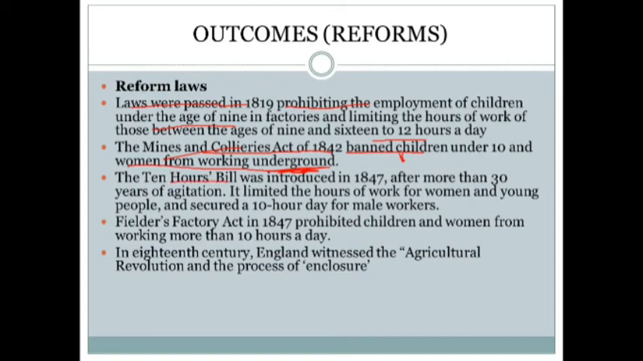And there was the Ten Hours Bill, which said that the working hours for a worker in a day should not be more than 10. And there was the Factory Act in 1847, which prohibited children and women from working more than 10 hours a day. And in 18th century England witnessed the agricultural revolution and the process of enclosure. Basically these were some of the reforms that were done to help the workers at that time.